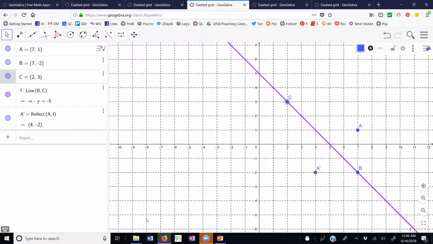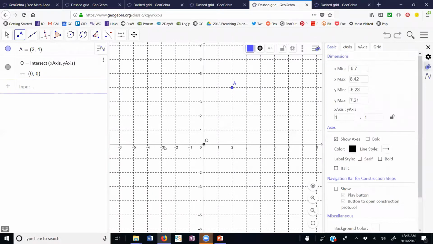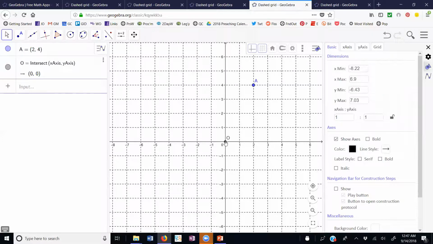Now we're ready to go to rotations. Okay, in this particular one, I have a point A, and I have my center of rotation right here, point O, and I'm going to rotate 180 degrees. 180 degrees is going to take point A to O, and then it's going to continue the same distance beyond. This actually can be considered reflection through a point. So let's do that rotation.